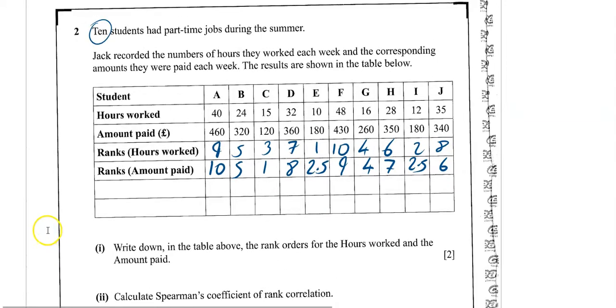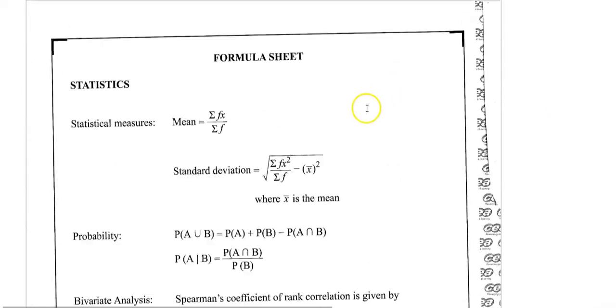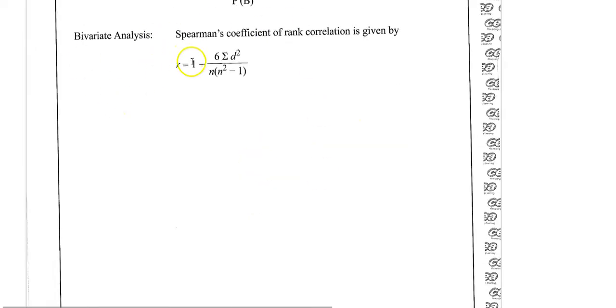Now, Spearman's rank is way back at the start here in our formula booklet. We had our Spearman's rank. Spearman's coefficient of rank correlation is given by R is equal to 1 minus 6 times sigma d squared, where d is the difference between the two things, and n is your number of variables. So let's go back to our question.